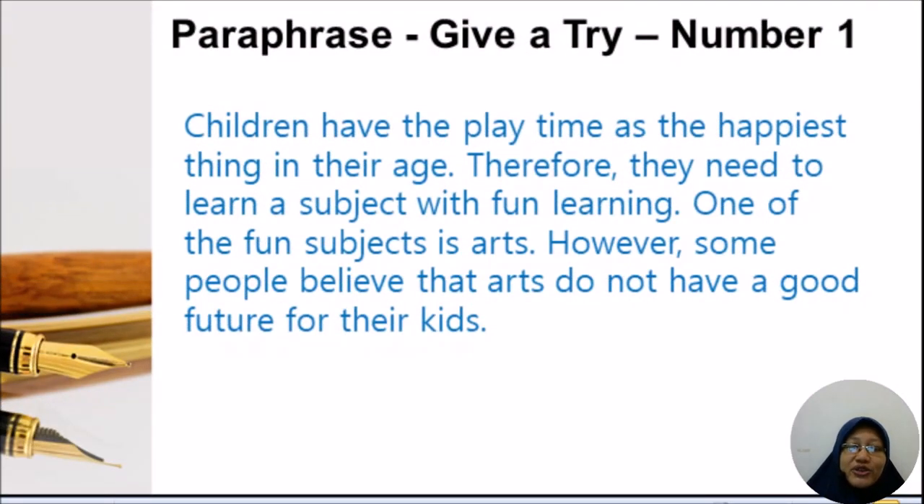You need to try to do paraphrasing. You need to know about your skill in paraphrasing in English. So the paragraph is about children having playtime as the happiest thing in their age. Therefore, they need to learn a subject with fun learning. One of the fun subjects is art. However, some people believe that arts do not have a good future for their kids. Try to paraphrase this to know your paraphrase skill.